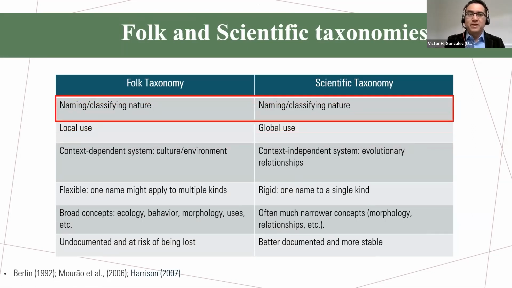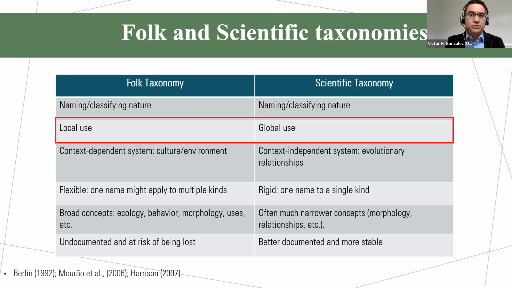The first thing is that they both have the same goal, right? The same goal of naming and classifying things. However, there are differences in different aspects regarding the use. The folk taxonomies are usually restricted to local use, while the scientific taxonomy seeks a global use of this knowledge system.